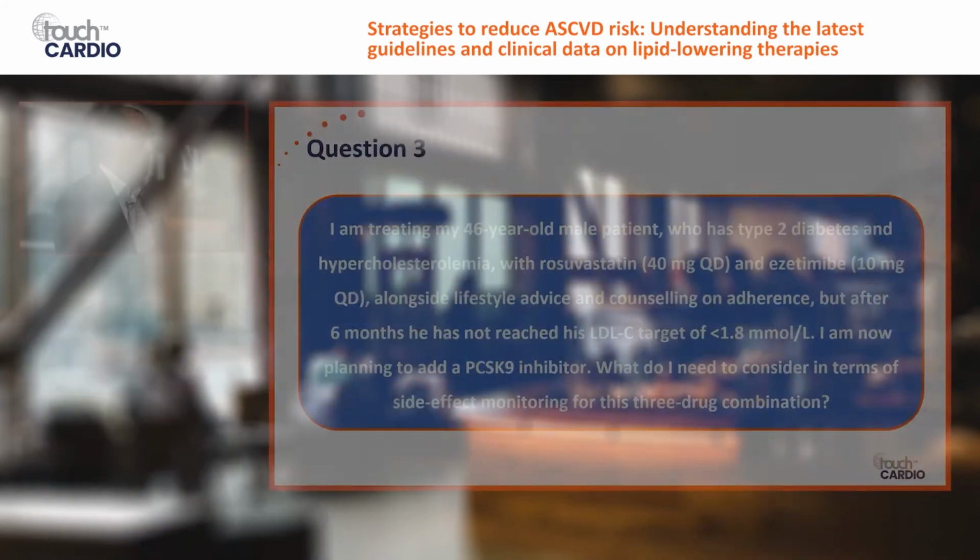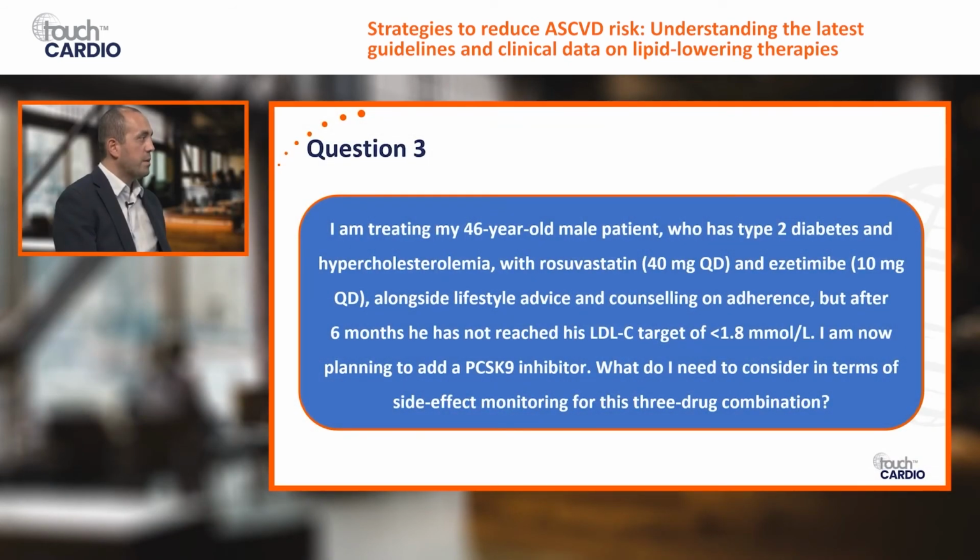Thank you very much. So question 3: I am treating my 46-year-old male patient who has type 2 diabetes and hypercholesterolemia with rosuvastatin 40 mg once daily and ezetimibe 10 mg once daily, alongside lifestyle advice and counseling on adherence, but after 6 months he has not reached his LDL-C target of below 1.8 millimole per liter. I am now planning to add a PCSK9 inhibitor. What do I need to consider in terms of side effect monitoring for this three-drug combination?